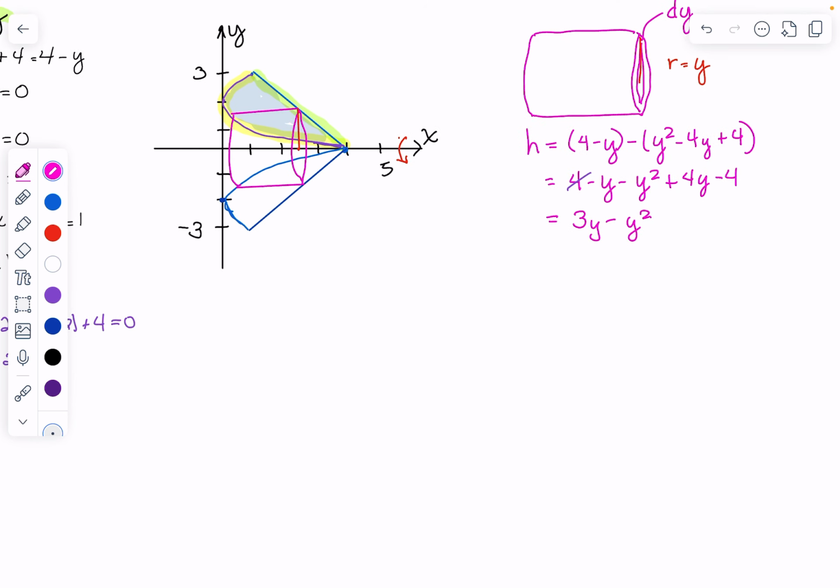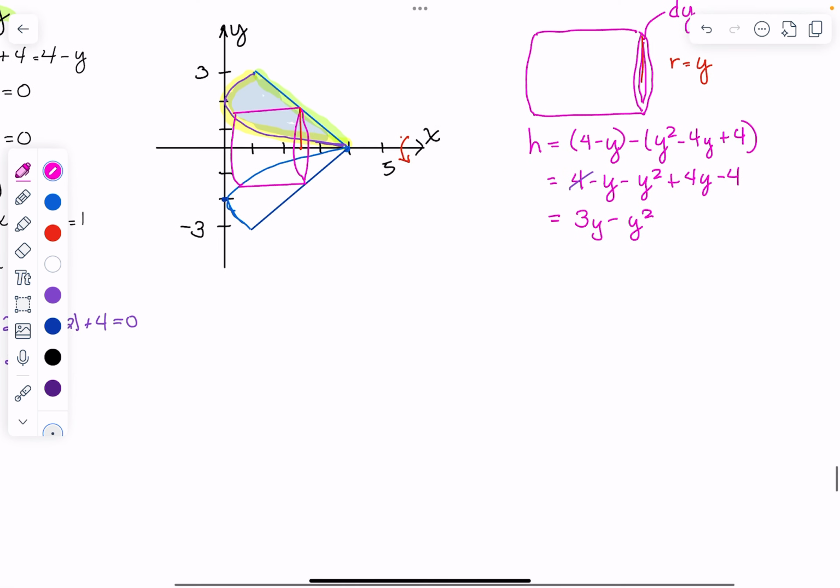If I want to open this thing up, let's open it up right over here. We'll open it up right next to the height. I won't have to rewrite it.